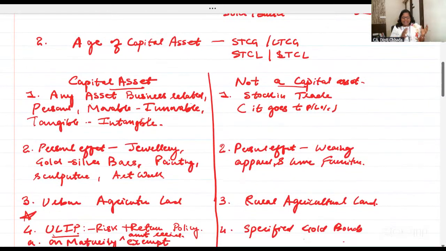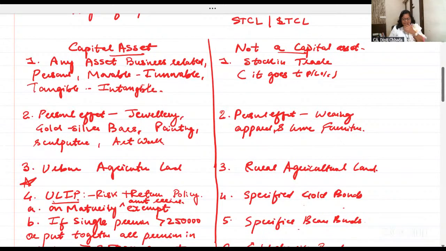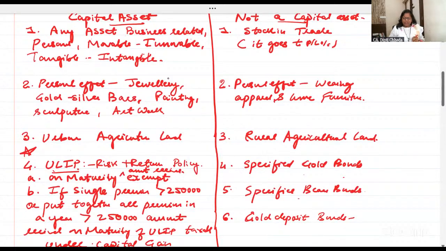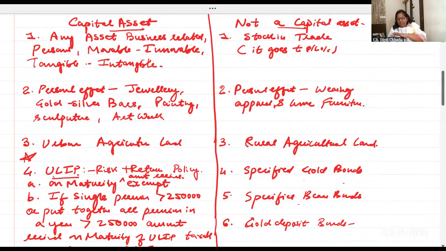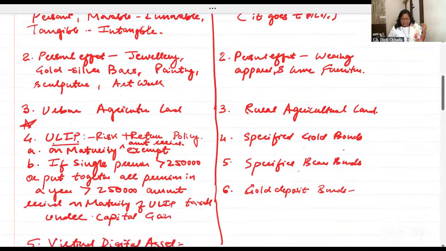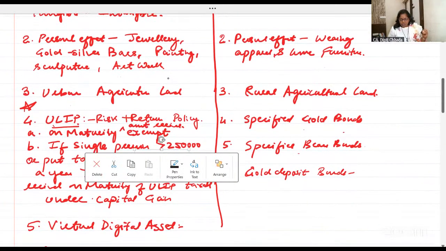So what is a capital asset? See, here I have told you any asset, business related, personal, movable, immovable, tangible, intangible, it is capital asset, except what is not a capital asset, stock in trade. Personal effects like jewelry and wardrobes and dresses and all. Rural agricultural land, but urban agricultural land is there. Personal effects are excluded, but included is jewelry, gold, silver, precious metals, platinum, artwork, sculpture, paintings, antiques. All that are very well capital asset. Urban agricultural land, yes. Rural, no.